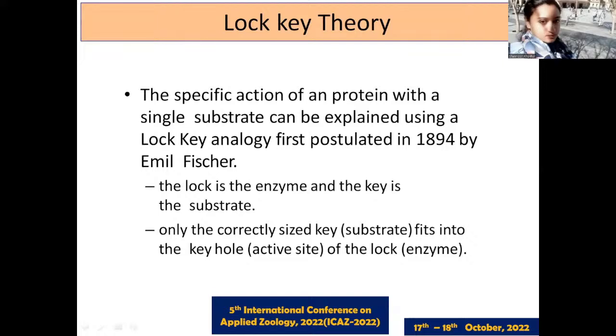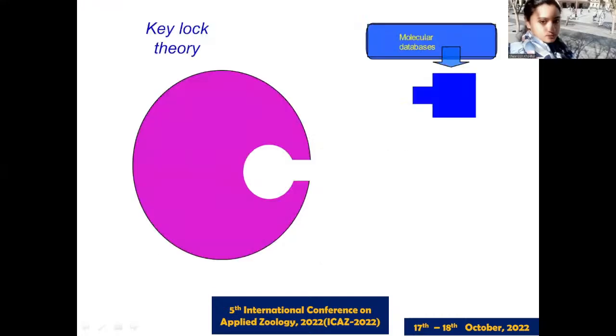The ligand and protein interaction is based on two theories: the lock-and-key theory and the loose fit theory. The lock-and-key theory was proposed by an investigator. According to him, the lock is the enzyme and the key is the substrate. Just like that, only the correctly sized key fits into the keyhole of the lock. Likewise, a substrate of a particular size attaches to an enzyme of the same size and structure. In this diagram, you can see that the substrate structure is different, so it cannot bind with the binding site of the enzyme with a different structure and shape.